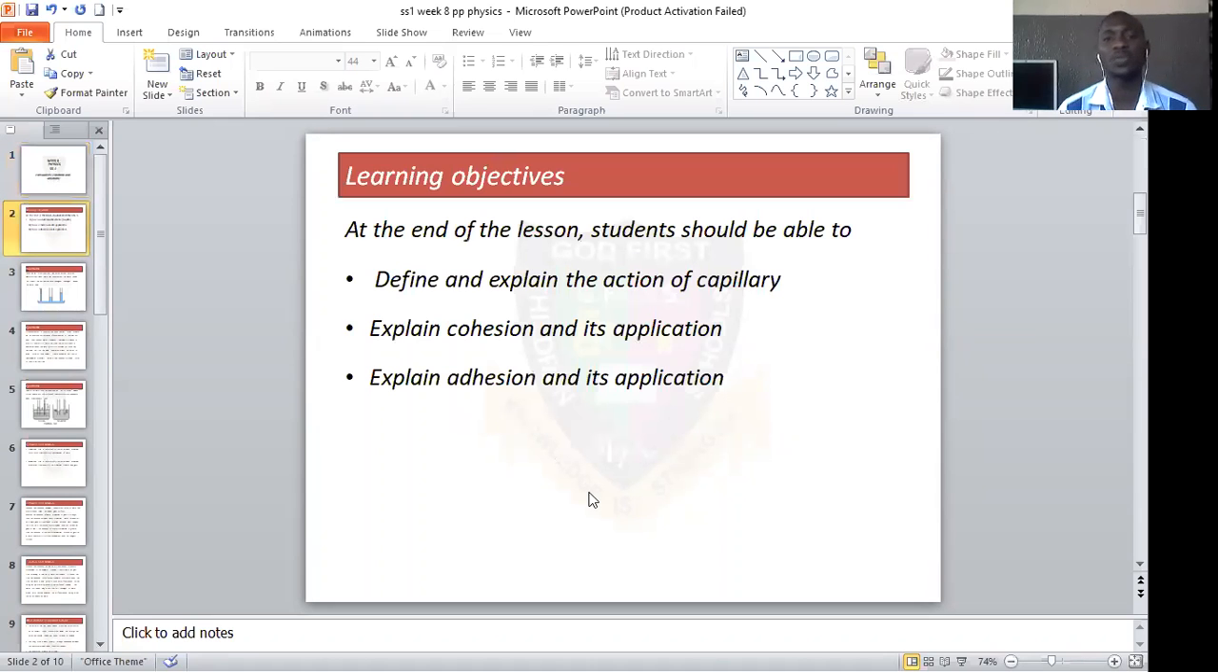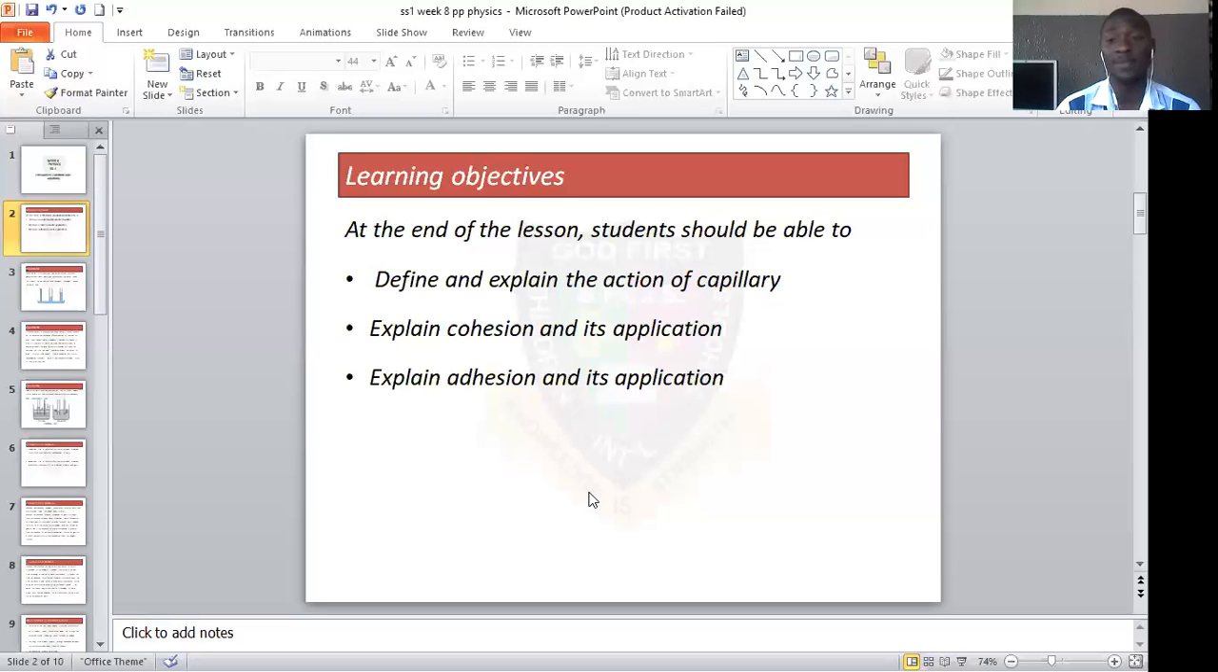At the end of the lesson, students should be able to define and explain the action of capillarity. So what does capillarity mean? Number 2, explain cohesion, this part of the force and how it applies. What does it entail? What does it mean? And the third and last one is to explain adhesion and its application.